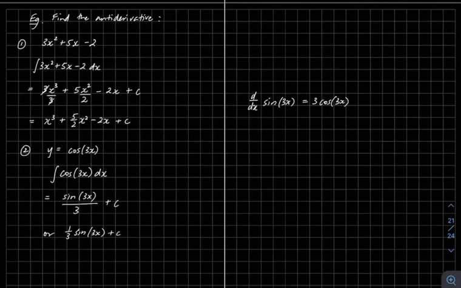Now, this year in both Methods and Specialist, you'll have lots of practice with anti-differentiating. At the moment, we just need a bit of an introduction to it so that we can start to become familiar. So maybe if you're a bit stuck on that, for a start, convince yourself that differentiating this does indeed give you cos 3x.